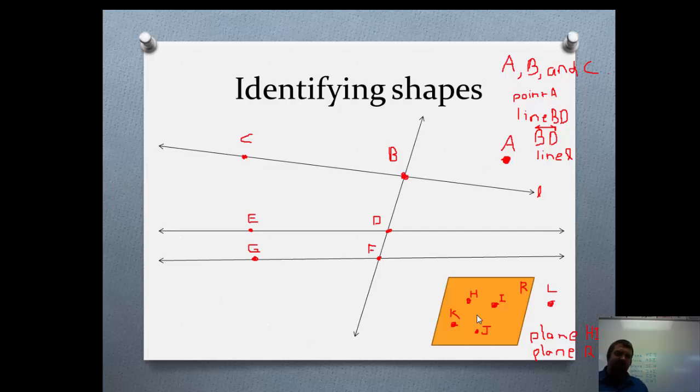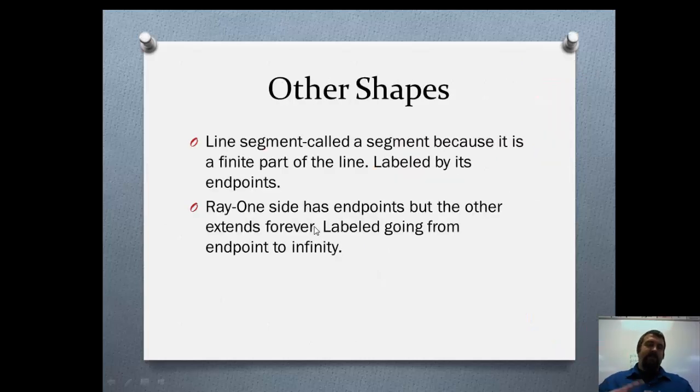If there's a single letter not associated with a point, like this R right here, it could be plain R. Please note, I could not use point L here because it's not on the plane. If I called it plane HIL, that would be wrong. Alright, there are other shapes other than line, plane, and point.